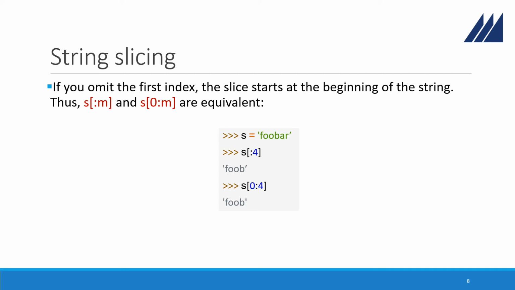Here's an example with the same string that we've seen before. I'm saying slice this string starting from blank colon number 4. And the result, as you can see, started from the first character, F-O-O-B, stopped at B, which is index 3, and did not include index 4. Or I can do it using the 0, as you can see in this example.